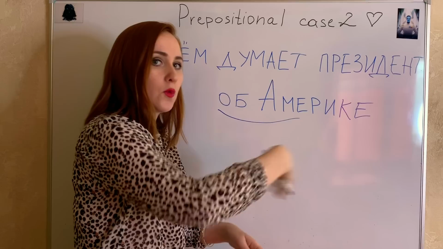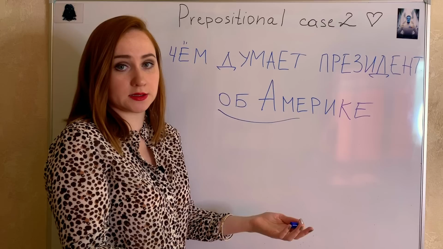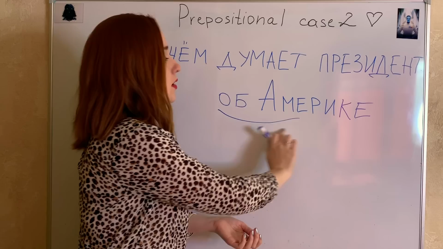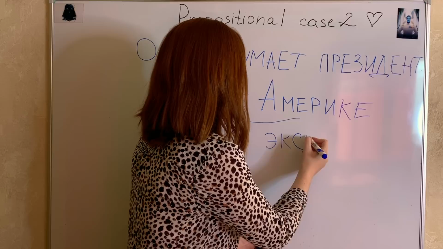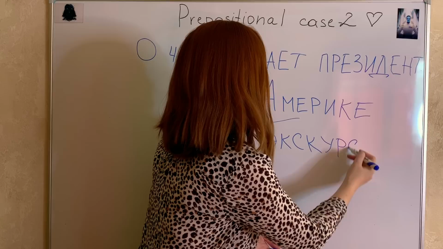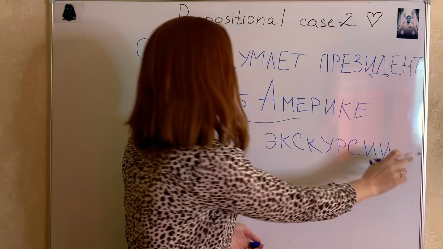It's not "об Америке." No space here. It's like one thing. Об Америке. О чем думает президент? Об Америке. Президент думает об Америке. Он думает об Америке. Or maybe he wants to go on tour and thinks about some tour. Excursion. Экскурсия. Об экскурсии. Об экскурсии.